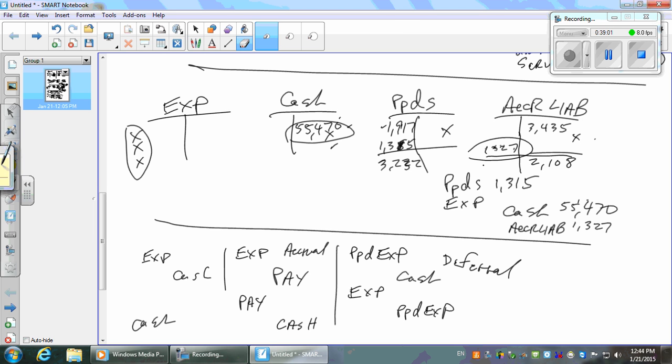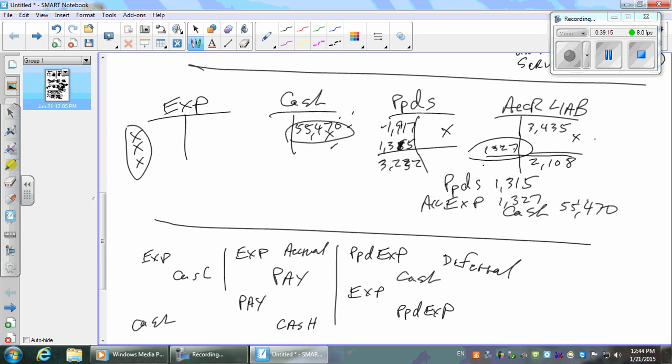Anybody notice I did it wrong? I saw some people looking very alarmed. That's good. So the accrued expense goes over here then. How much was it? 1327. There. So I've got this one and this one done. Okay, what other debit do I need? All the expenses. How much is that? It's 55,470 less 1315 less 1327. What do you get?